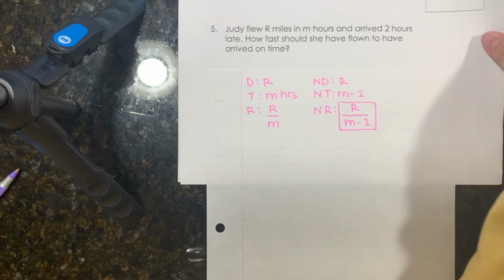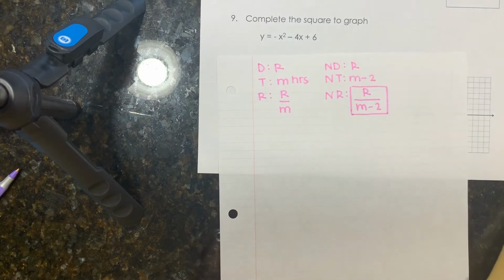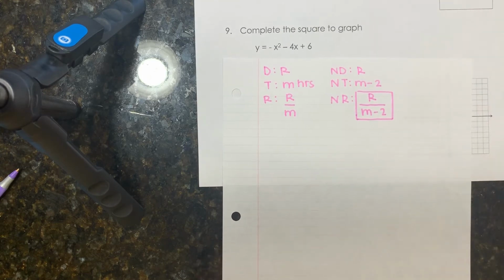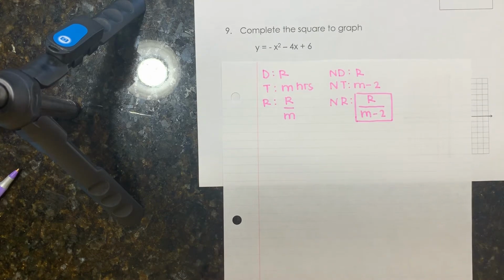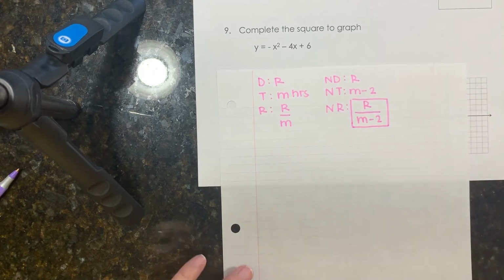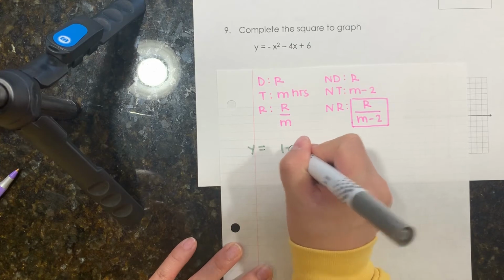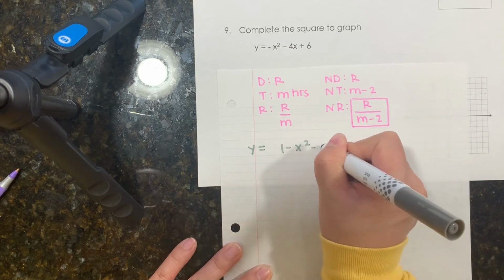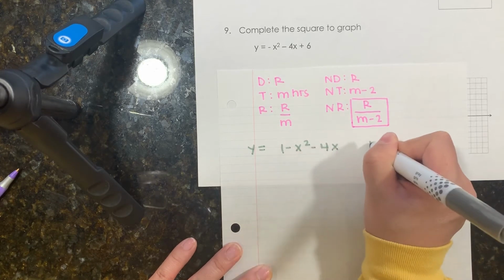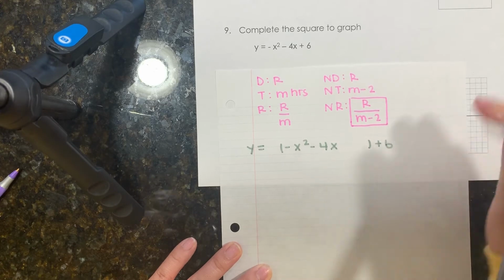Now, number 9, we are asked to complete the square to graph this equation. So what I'm going to start by doing is putting all of your x's in parentheses, all of the x's in parentheses. That would give us negative x squared minus 4x and then plus 6 on the outside.